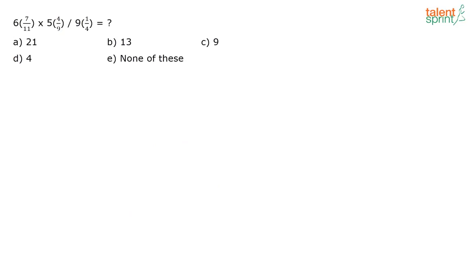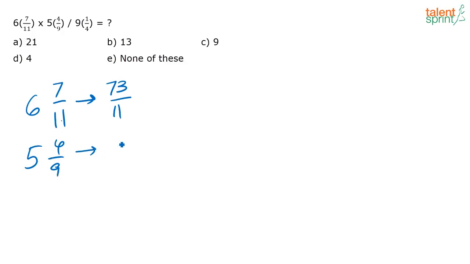Next question. 6, 7 by 11 into 5, 4 by 9. Again, for this question, let us just see, these are improper fractions, correct? 6, 7 by 11. How do you write it? 6 into 11 is 66. 66 plus 7 is 73. So this will become 73 by 11. Similarly, 5, 4 by 9. How do you write it as? 5 9s are 45. 45 plus 4 is 49 by 9. You can write it like this, correct?